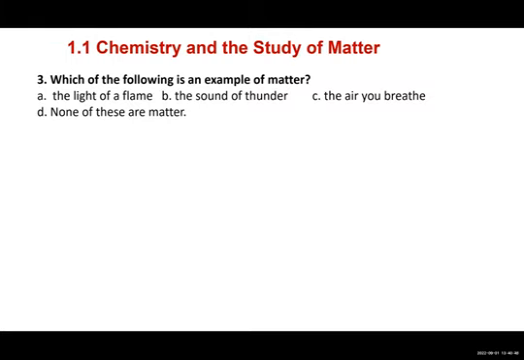A is energy. Light of a flame is energy. Sound of a thunder is energy. There's no mass or space for that. Is it C? C is the correct answer.